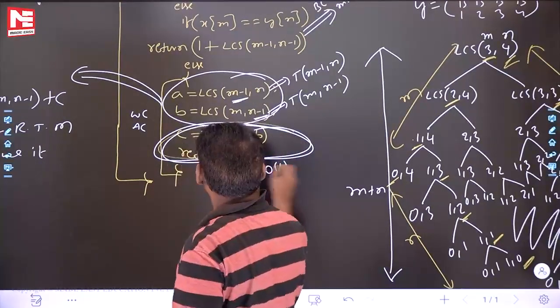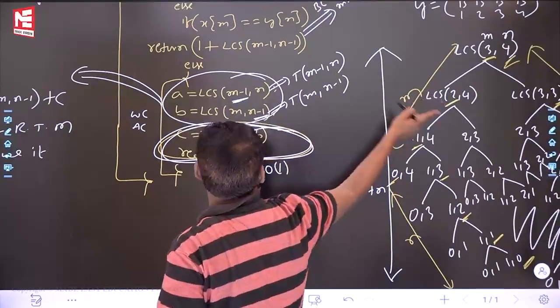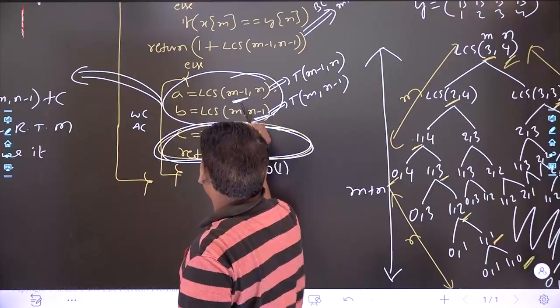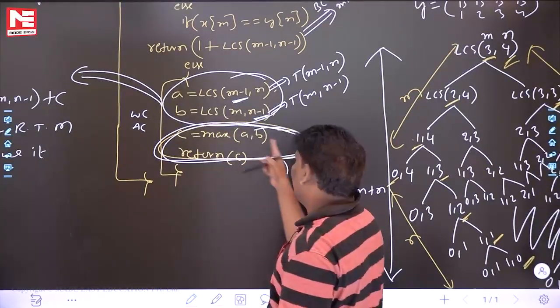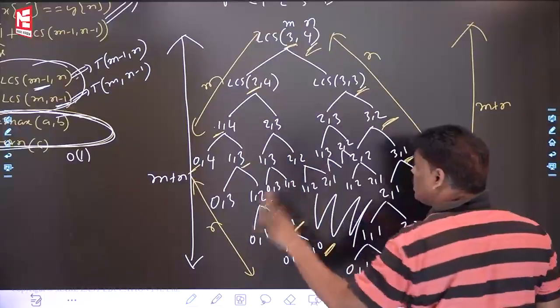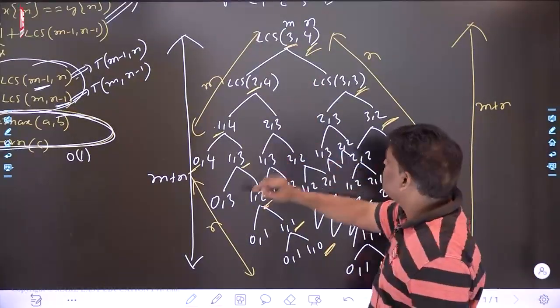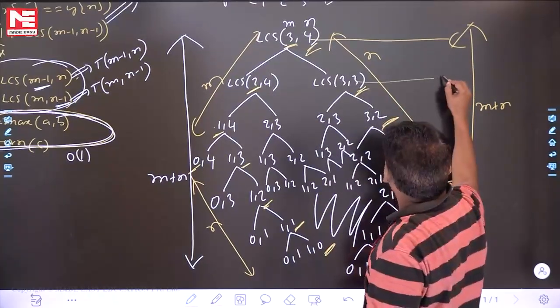And one more thing I want to ask you. Every function costs how much? Constant. See this one. In this tree, each call gives a left function call and a right function call. Every function costs constant. Some people are asking me, this is something like the recursive tree method. How many levels in the tree? M plus N levels. The first level costs C. Second level, 2 function calls, 2C.